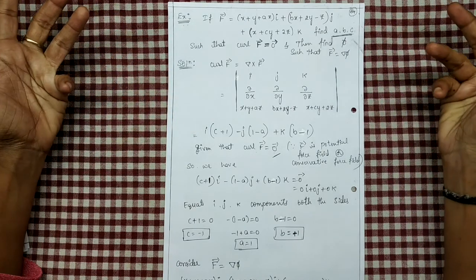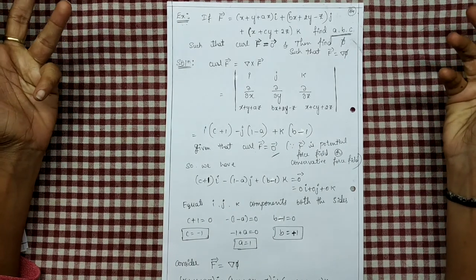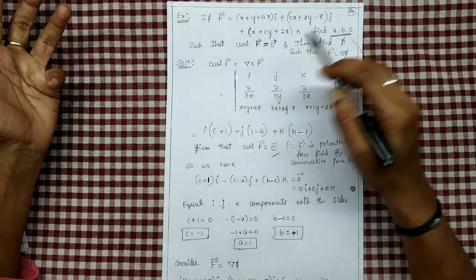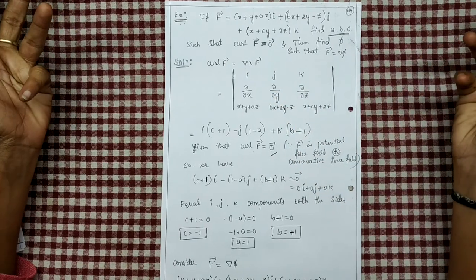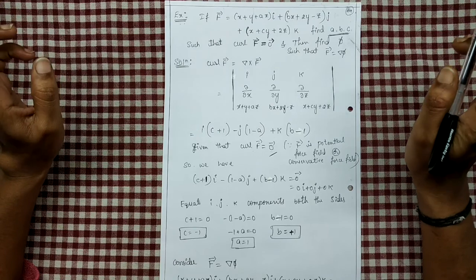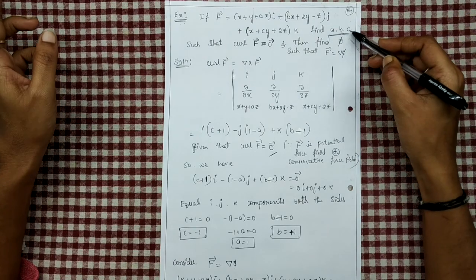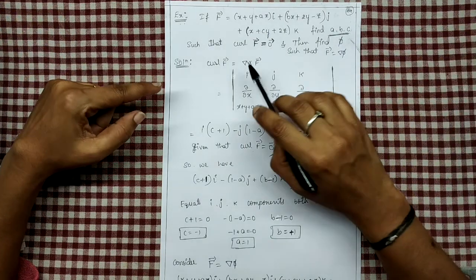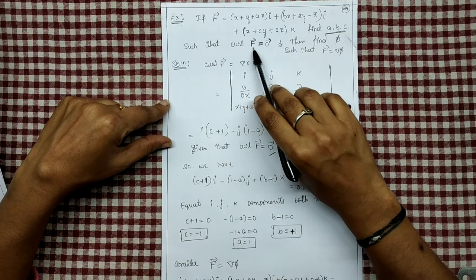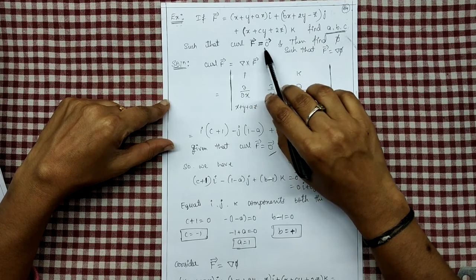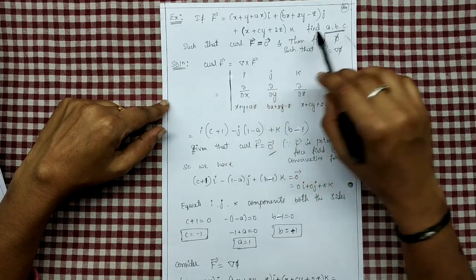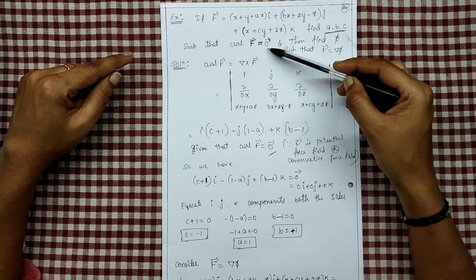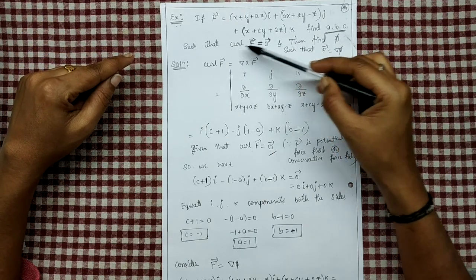Here, they have not asked you to find whether the given function is an irrotational or a conservative force field. They are not telling about it. But they told you to find the constants a, b, c. To find the constants a, b, c, they have given a data. What is that data? They told that curl vector f is equal to 0 vector. They are telling us this will happen. So, this will happen means curl f is equal to 0 vector.